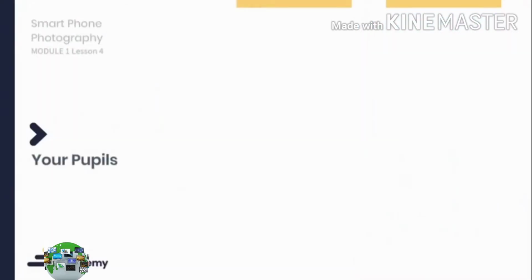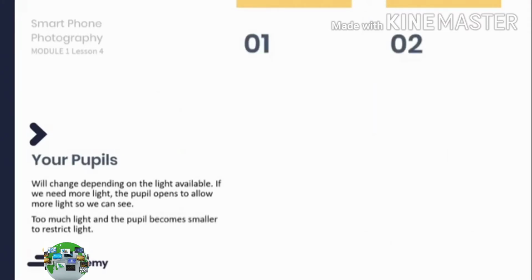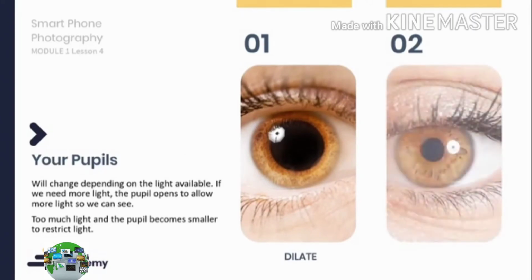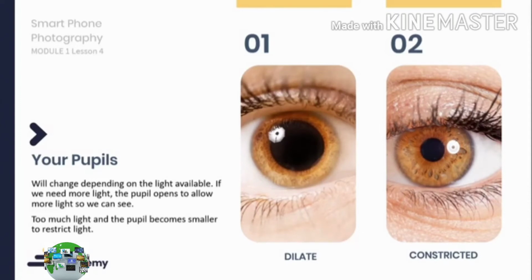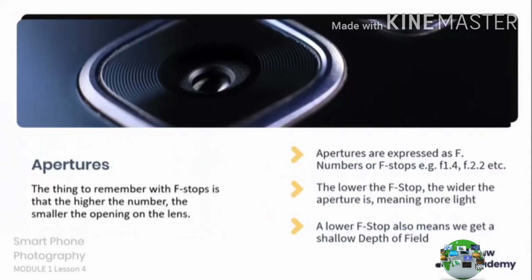Now, your pupils, as I mentioned, will change depending on the light available. So we understand that when there's not a lot of light available, the iris opens up to allow light to pass through, and that when it's constricted, less light passes through, and that our apertures work in the exact same way. Okay, but we have a fixed aperture. We cannot change the aperture setting, so it makes achieving depth of field tricky. And as I mentioned before, it is still possible, and that is what we're going to explore.